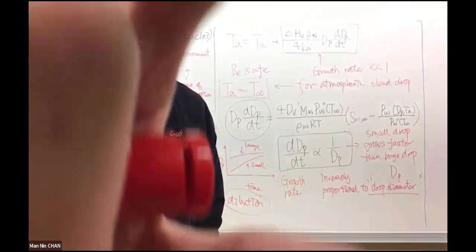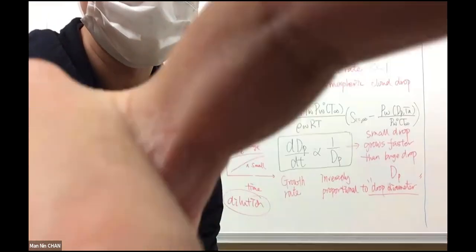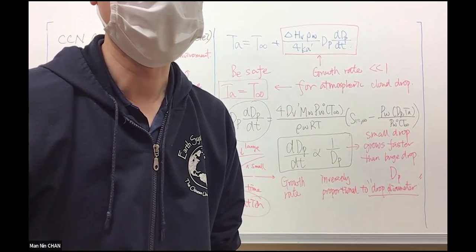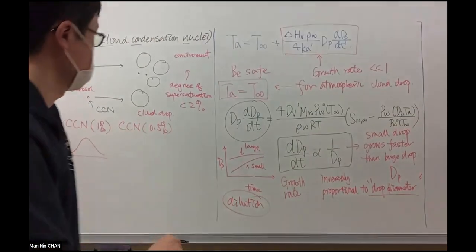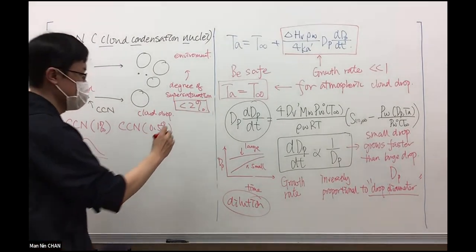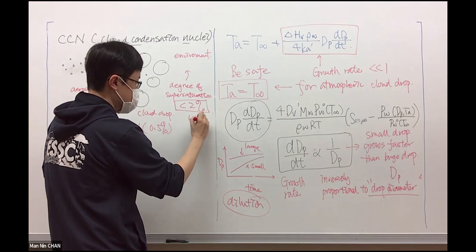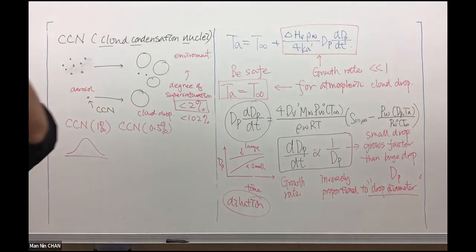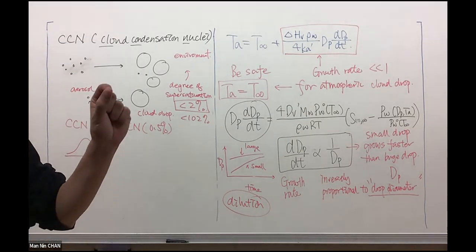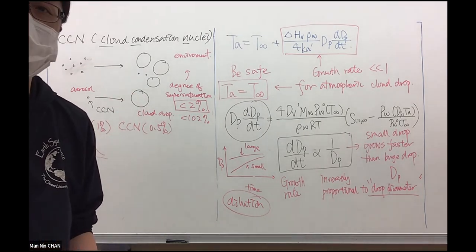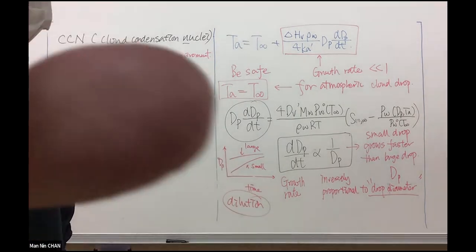Okay, that's one question from the student. Oh no, 2% means the degree of supersaturation is less than 2%. That means if you measure the average, it will be less than 102% relative humidity. It's not that 2% of the aerosol will be activated. It's the relative humidity, the water vapor pressure, the degree of supersaturation, not the percentage of aerosol. Does it make sense? Okay, good.